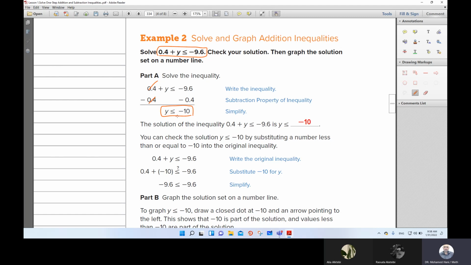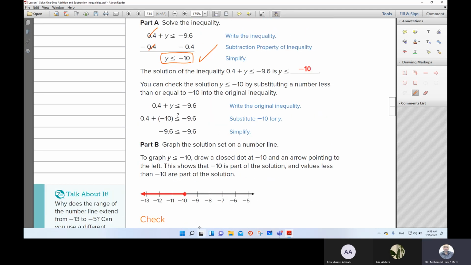If you want to check if this solution is true or not, go back to the same inequality, then substitute the value of y equal to negative 10. Write here negative 10. Is 0.4 plus negative 10 less than or equal to negative 9.6? 0.4 plus negative 10 will be negative 9.6. Yes, negative 9.6 equals negative 9.6. So this is correct, which means this is the true solution.